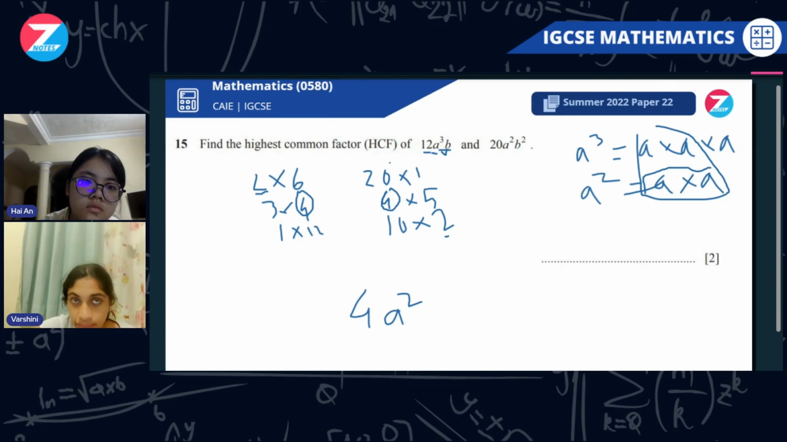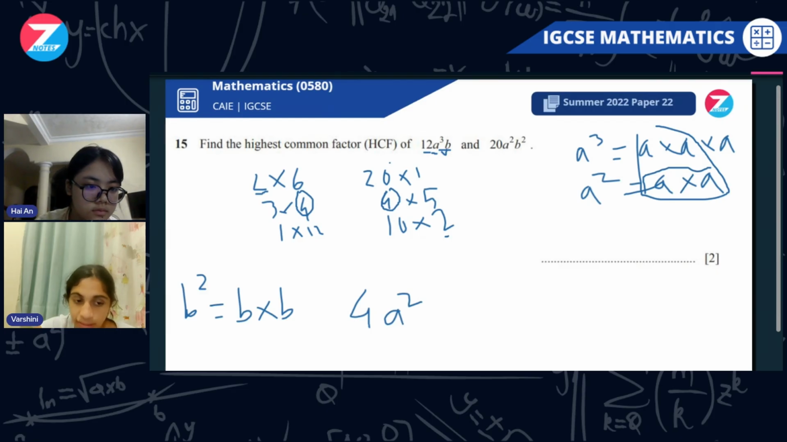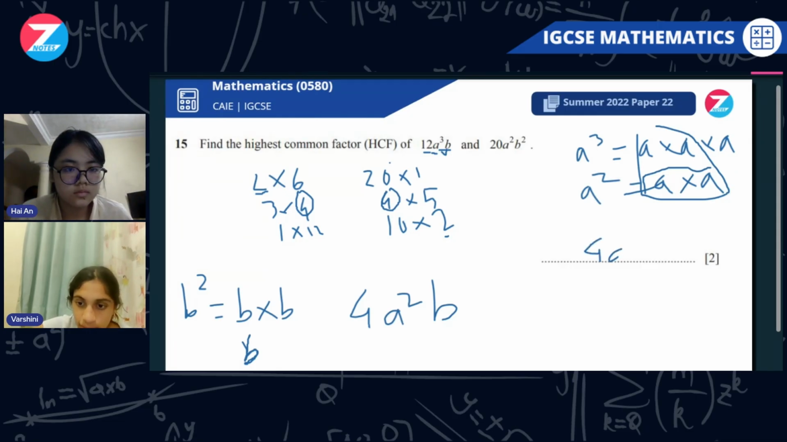And now for the b term, we have b and we have b squared. Again, b squared is nothing but b into b, and we can only take one b from this. There is only one factor of b that is common, and that is b. So that's the only factor we can take, which is going to be b. So there we have our highest common factor: a squared b.